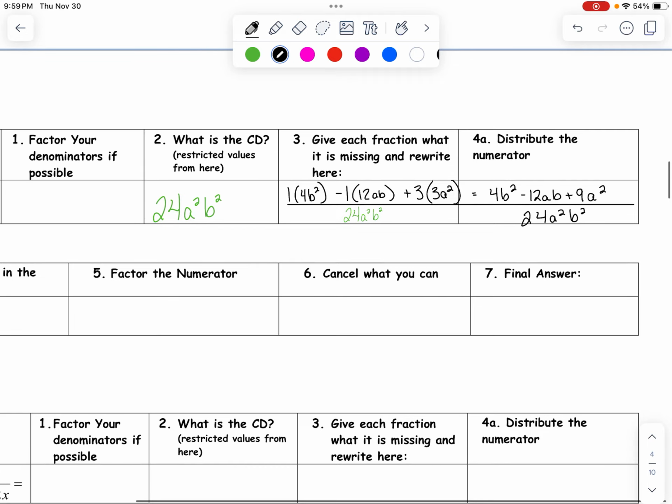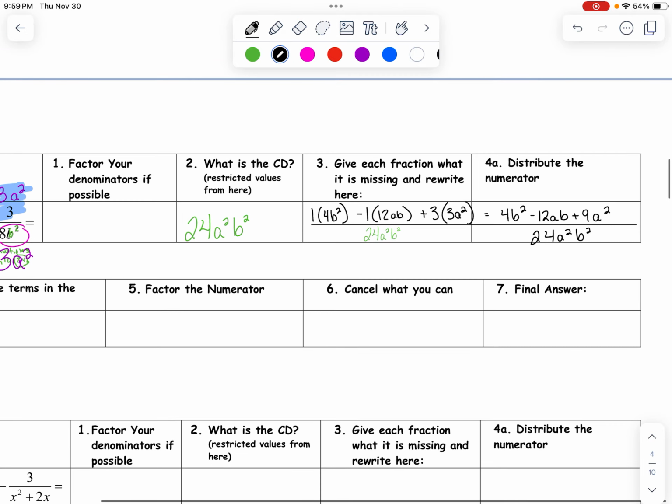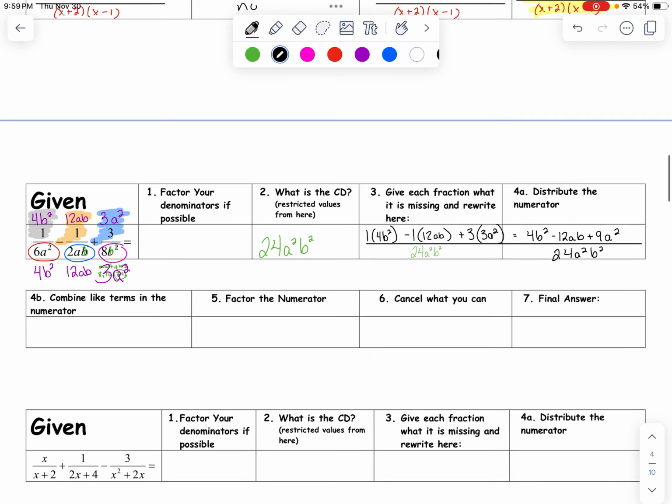Now, we're going to put that in standard form. Can we combine any like terms? No. So it's just 9a squared.